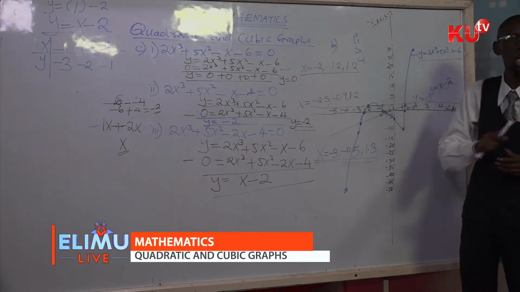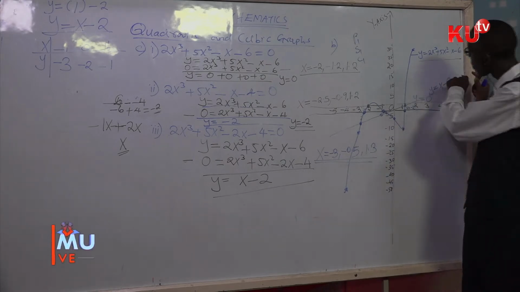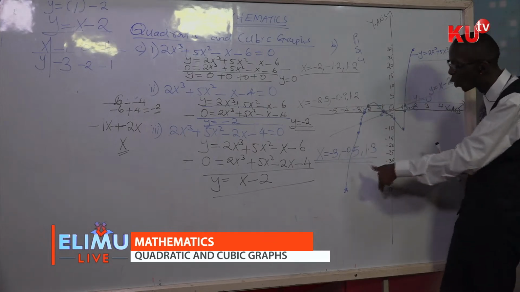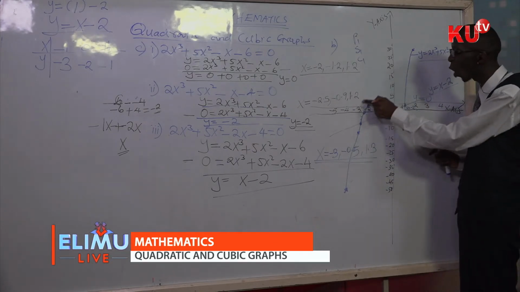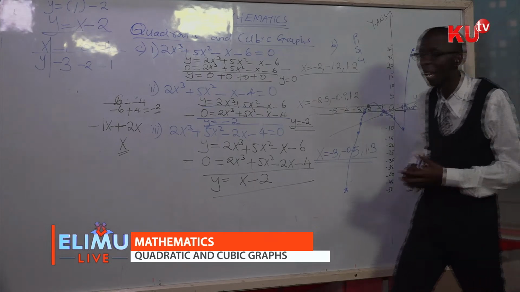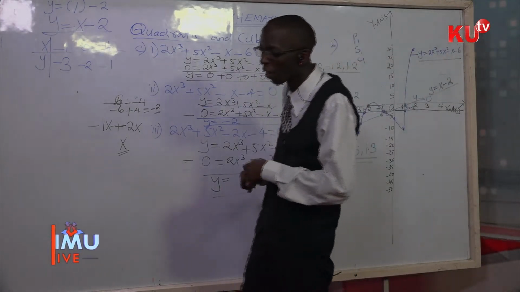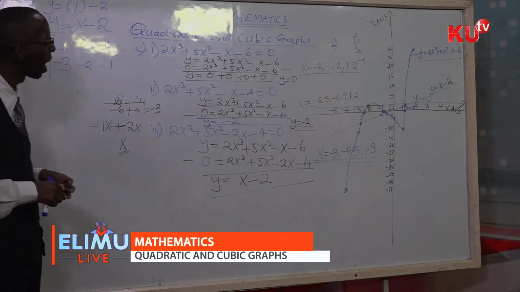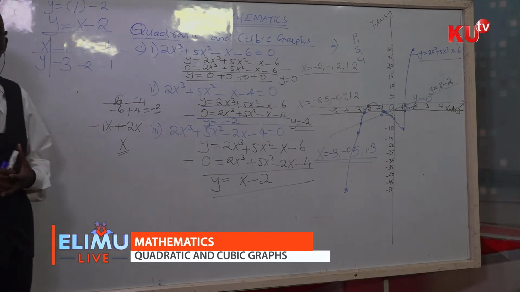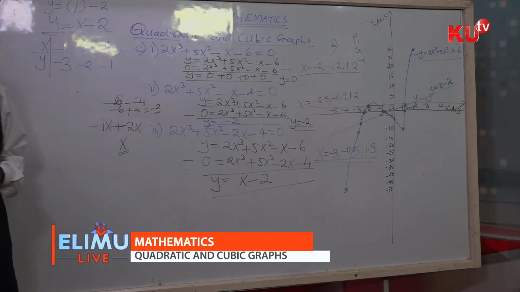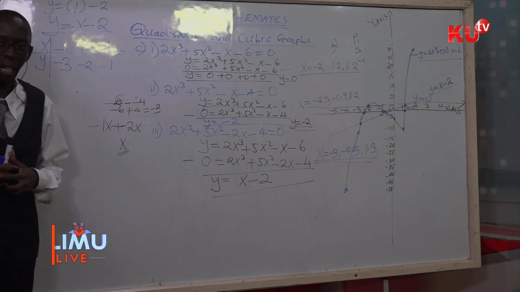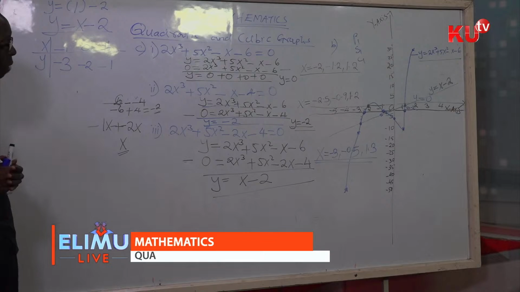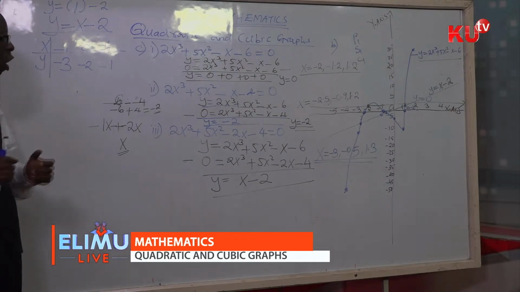So what I'm saying is that you draw a straight line. Label that straight line as y equals x minus 2. Where that straight line meets the curve that you drew, read the values of x, and that will be the solution of that question. All right. Now, that is how you do questions on quadratic and cubic graphs.